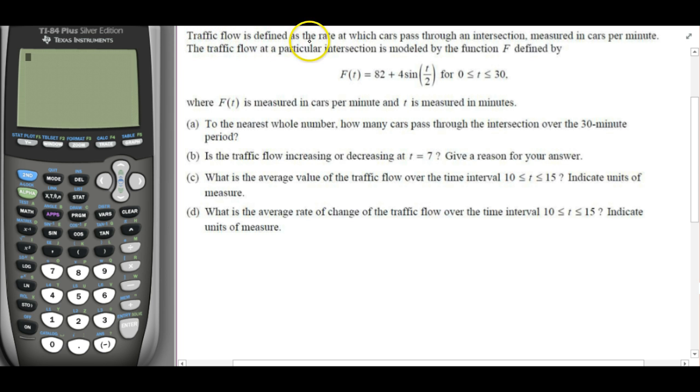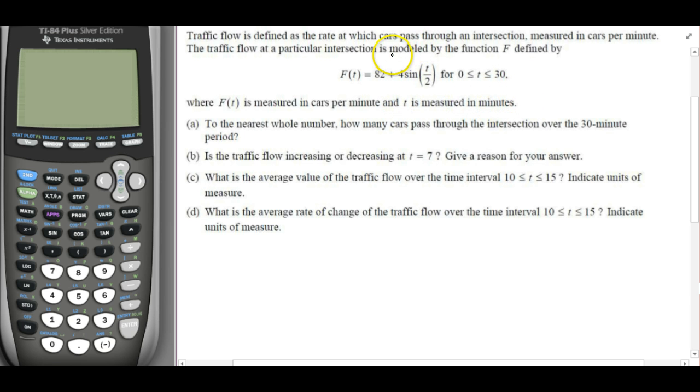Traffic flow is defined as the rate at which cars pass through an intersection, measured in cars per minute. The traffic flow at a particular intersection is modeled by the function f, defined by f of t equals 82 plus 4 sine of t divided by 2 for times t between 0 and 30. And f of t is measured in cars per minute, and t is measured in minutes.